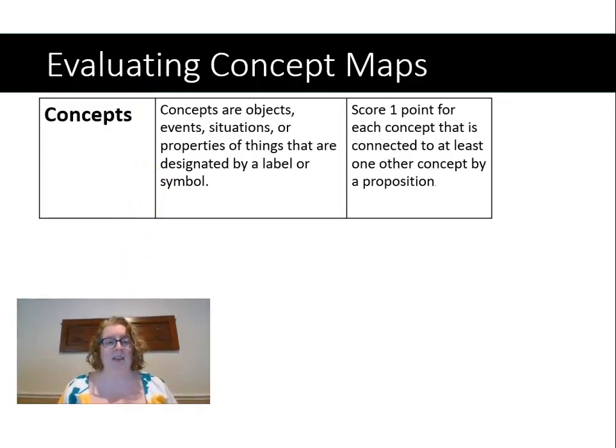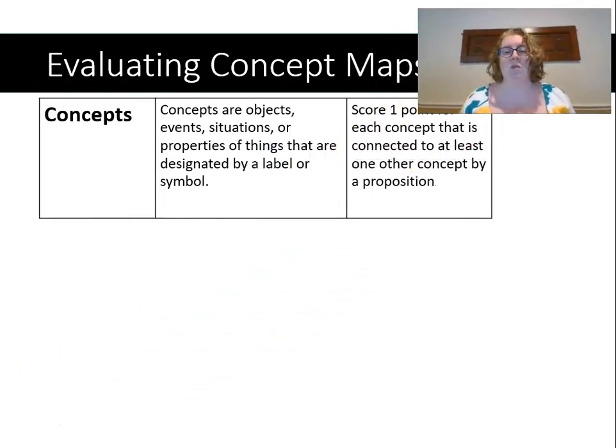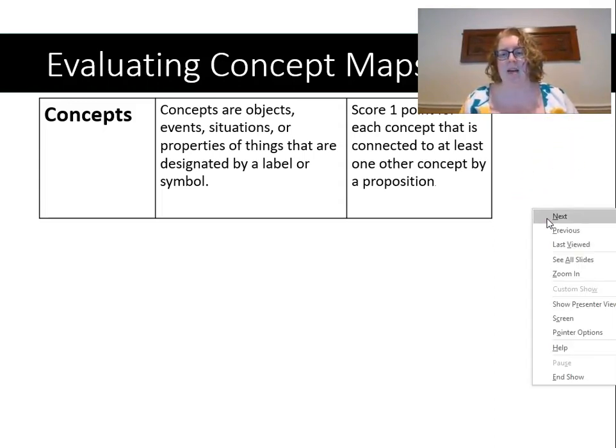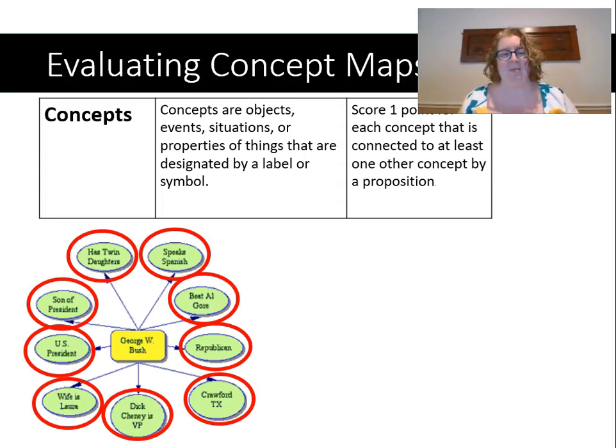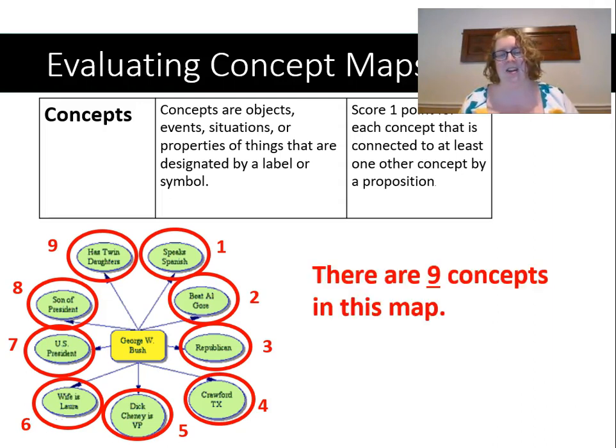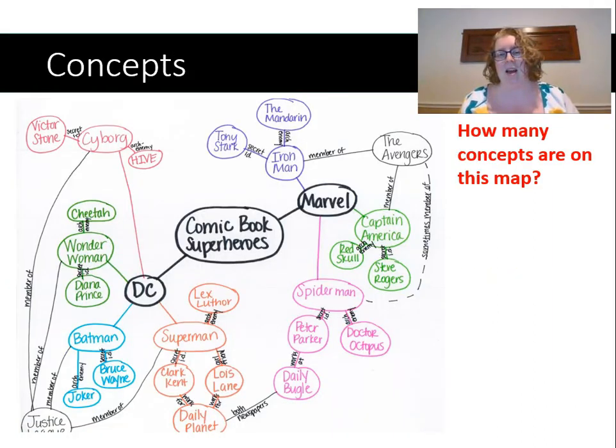So the first one is concepts. In this one, you're just going to score 1 point for each concept. So basically everything that they wrote down, everything that's in a bubble is going to get 1 point. This is the easiest one to score. So in this example here, this is a concept map of George Bush. You can see I put a red circle around each one of those concepts, and there are 9 of them. So really straightforward. There are 9 concepts on this map.